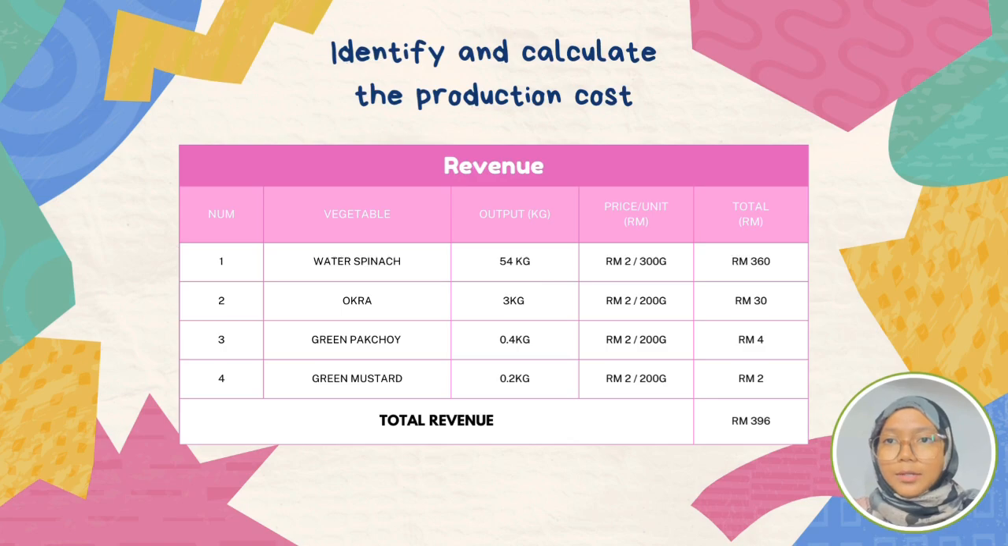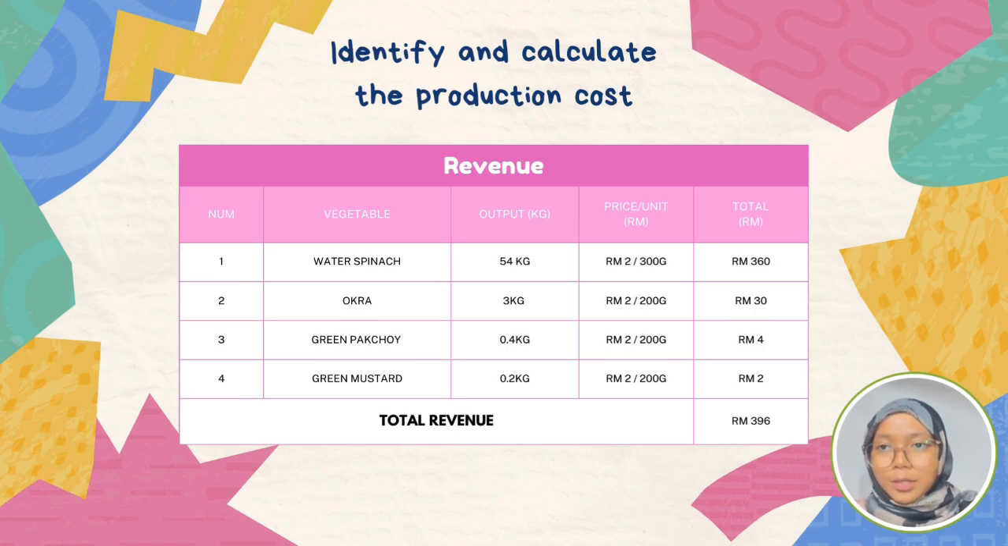Now, let's take a look at the revenue generated from the sale of vegetables. First, we have water spinach. We produce a total of 54 kilograms and the price is RM2 per 300 grams. This means that the revenue from water spinach is RM360. Next, we have okra with a total of 3 kilograms sold. The price is RM2 per 200 grams, which gives us a total revenue of RM30 from okra. Moving on to green pak choy, we produce 0.4 kilograms at the price of RM2 per 200 grams. This results in a revenue of RM4.